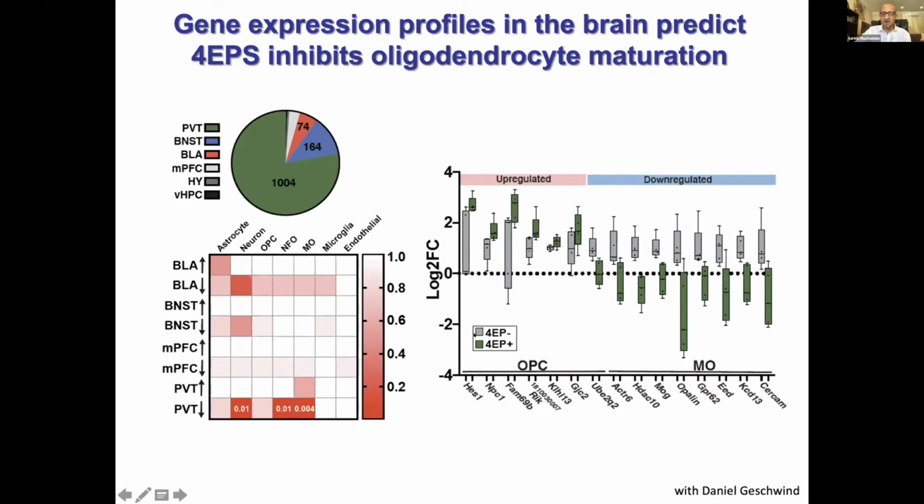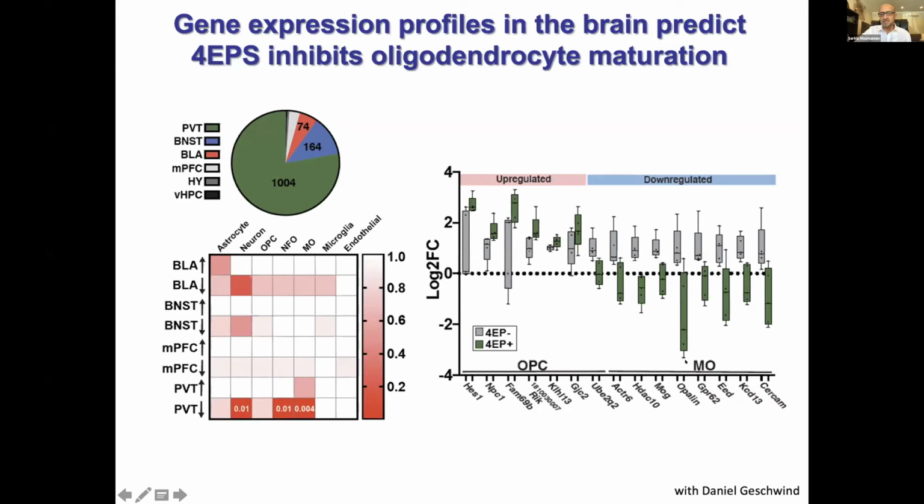And one can now look at individual genes associated with oligodendrocyte precursors or mature oligodendrocytes. And looking at all of these genes across various different pathways, one can see that the genes associated with oligodendrocyte precursors are elevated in the 4-EP positive animals. Those are in the dark green.